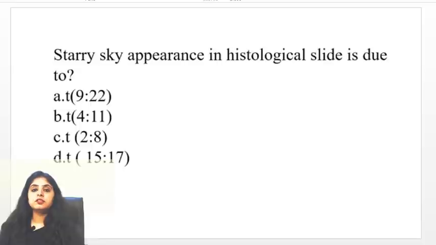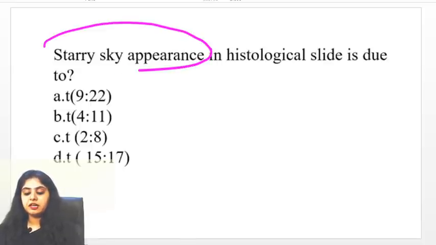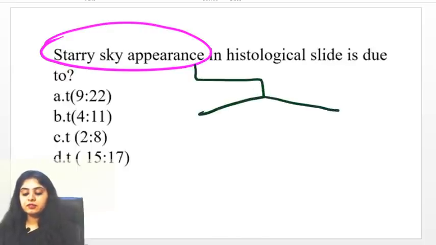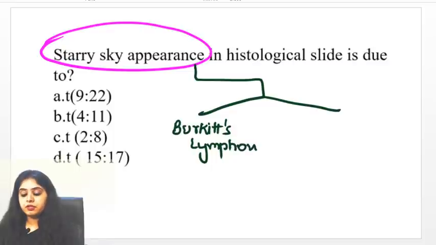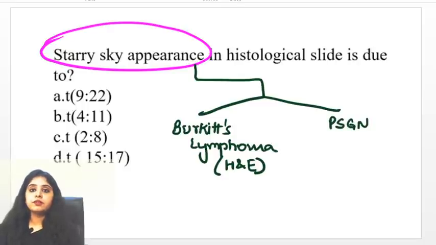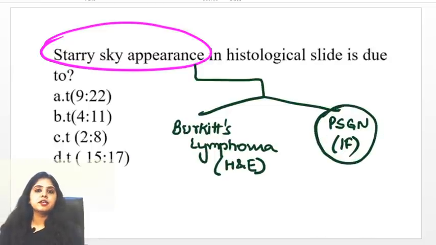Starry sky appearance in a histological slide is due to, first tell me, starry sky appearance reminds you of what? There are two starry sky appearances that you have in pathology. One is what you see in Burkitt's lymphoma, on a pink and blue slide, H&E slide. The other one is what you see in post streptococcal glomerulonephritis, PSGN, but in that you see it on an immunofluorescence. So they've asked you the mutations, the translocations. Now PSGN is an infective etiology. It is not showing me translocations.